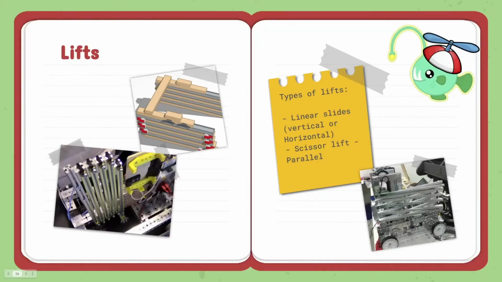So these are some of the lifts that we use in FTC. The ones on the left are linear lifts. They can either be vertical or horizontal. And the one on the right is called a scissor lift, and they're parallel.